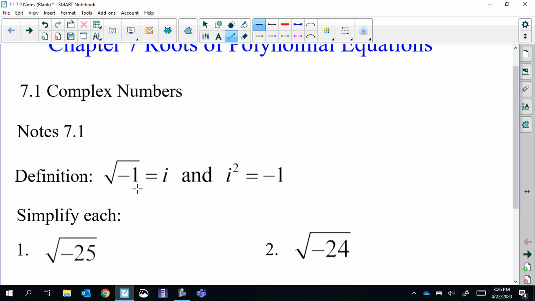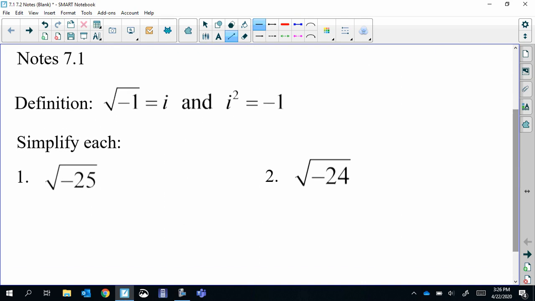The square root of negative 1 is i. i squared would be negative 1. We'll go through that whole list in a little bit. Should be review of Algebra 2. But we're just talking square roots of negatives.